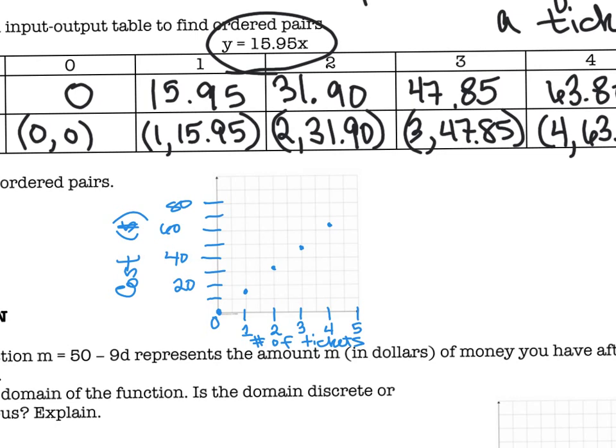And I would not draw a line connecting these because, like we already stated, our domain is discrete and we cannot purchase a fraction of a ticket. We are going to skip over the on your own section only because these video notes will be too long.